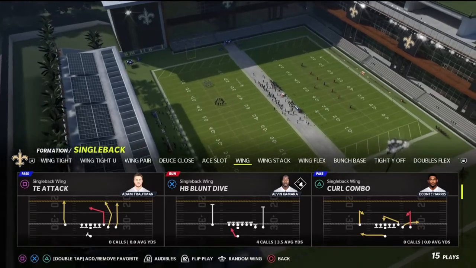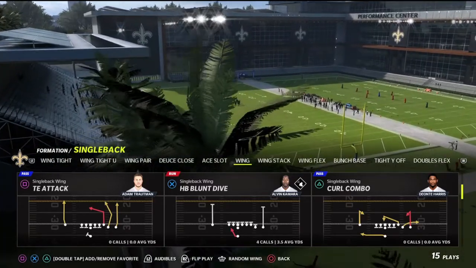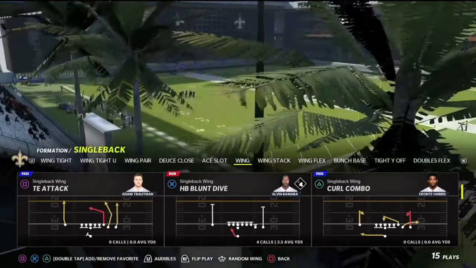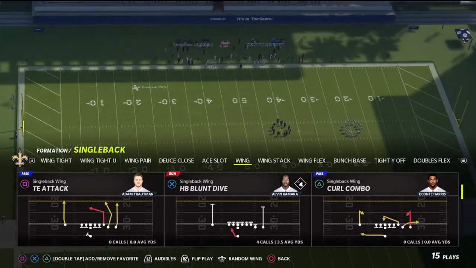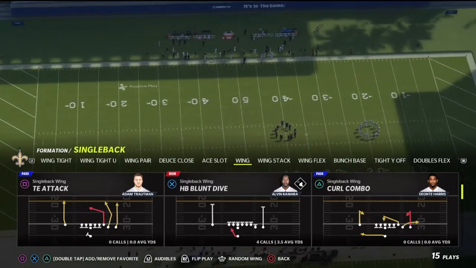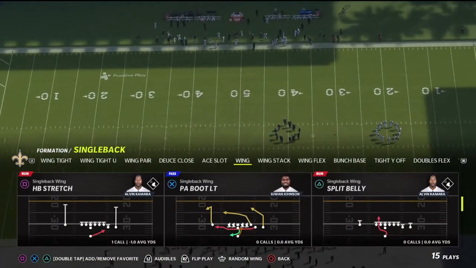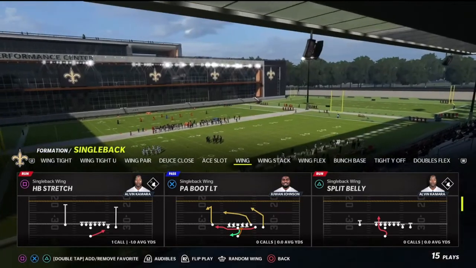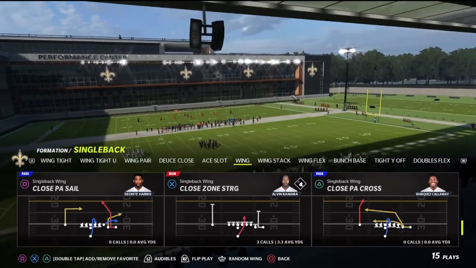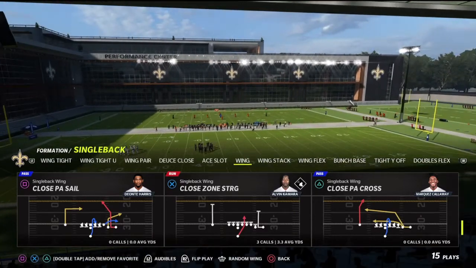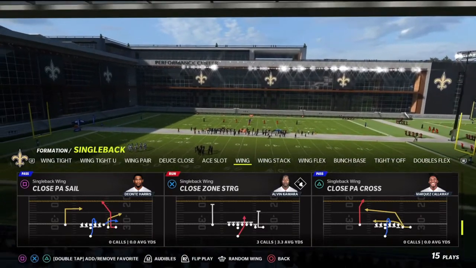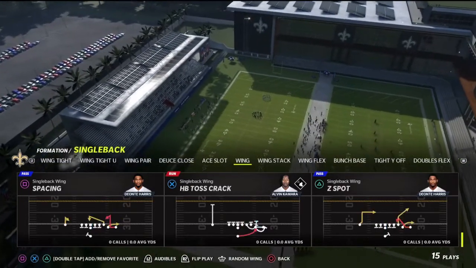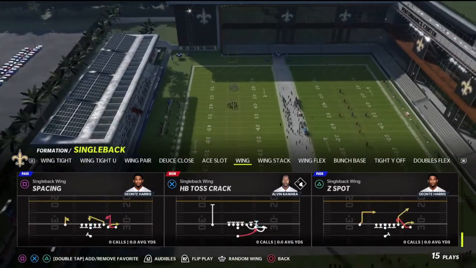So there will be some plays that don't fall really under a nice umbrella like what I'm talking about with, for example, curl combo. That one's pretty easy. That's curls. Duh. Okay, but most plays will have the name in there, like for example, play action boot. That's a boot play and play action as well. All right. Close play action cross, another crossing route. Sail routes. There's lots of sail routes in the game, or lots of plays with sail in the name. That's a concept, okay? So just kind of get in the mindset, Z spots, spacing.